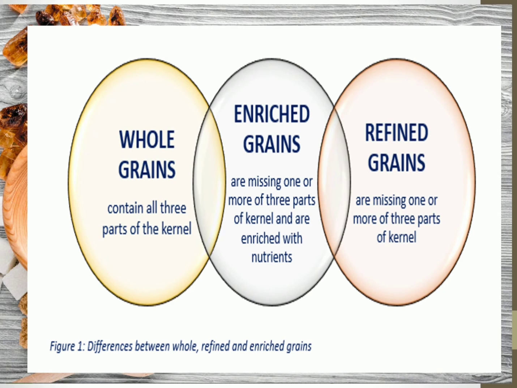The picture here shows the differences between whole, refined, and enriched grains. Whole grains contain all three parts of the kernel, such as bran, endosperm, and germ. Refined grains are grains that are missing one or more of the three parts of the kernel, while enriched grains, same as the refined grains, are enriched with different nutrients.